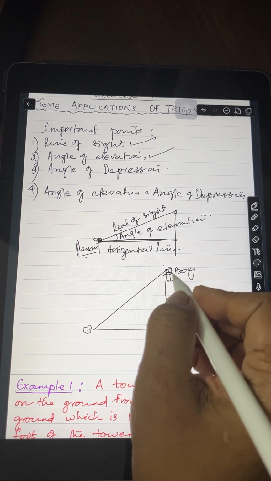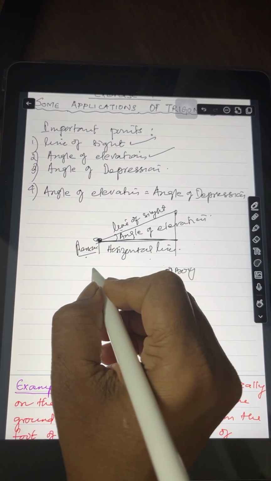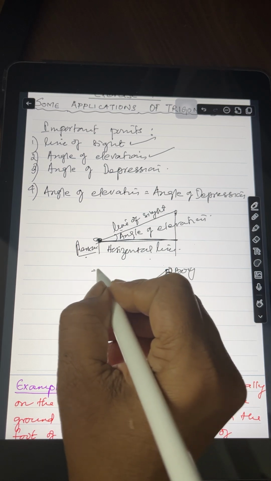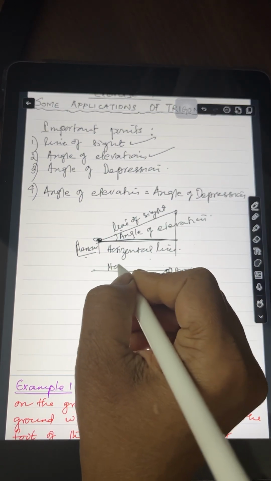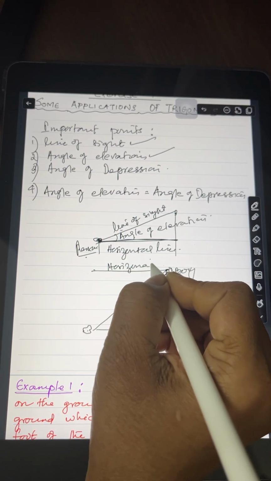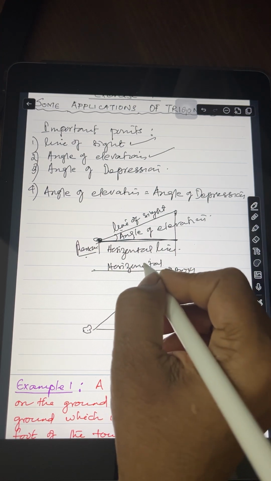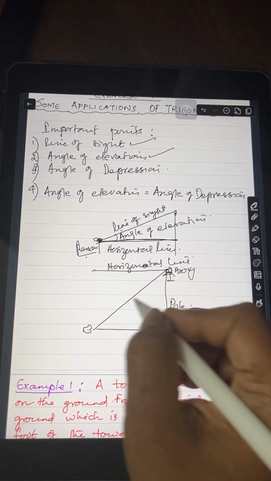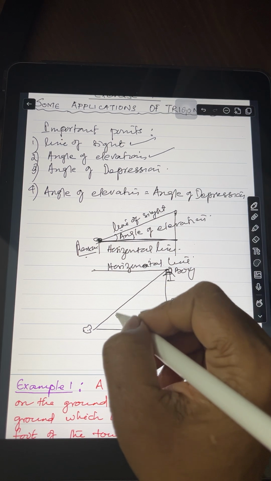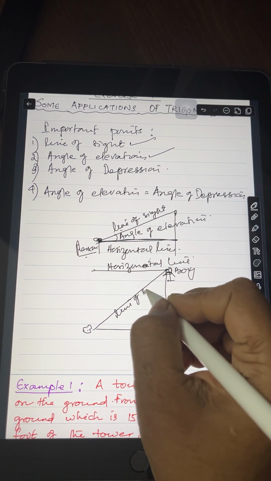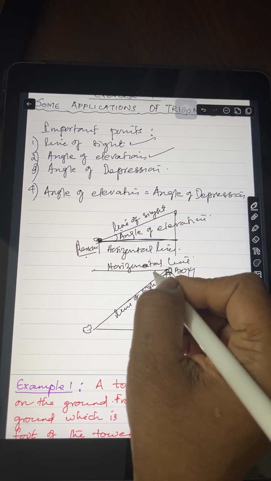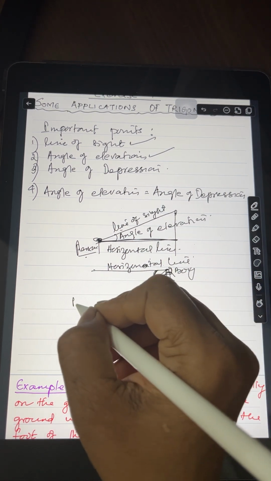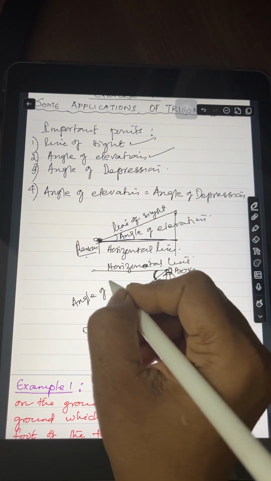So where is the horizontal line here? This is the horizontal line, and this is the line of sight. He is seeing down, so this is the line of sight. Where will the angle be? The angle will be here. What angle is this? The angle of depression.